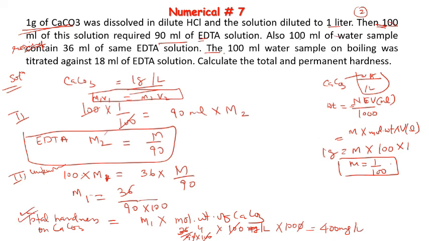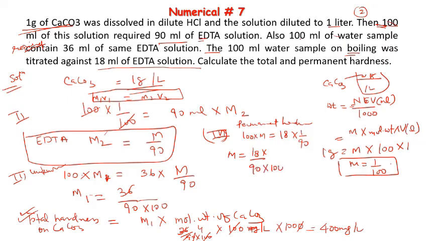The next part of this question is, the 100 ml water sample on boiling was titrated against 18 ml of EDTA solution. So the fourth part, this is my fourth part, is 100 ml and the molarity is not known. After boiling, it means removing the temporary hardness. So what is left after removing the temporary hardness from the total hardness is the permanent hardness. So what are we going to calculate? The permanent hardness. So 100 ml, 18 ml into 1 by 90 of EDTA. The molarity is 18 divided by 90 divided by this 100, multiplied by the molecular weight of calcium carbonate, and I will multiply it in advance by 1000 to convert it into milligrams per liter, as I did in this case.